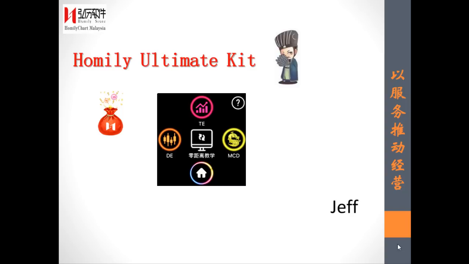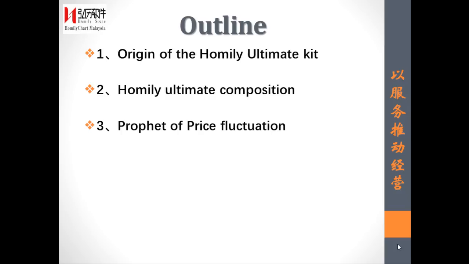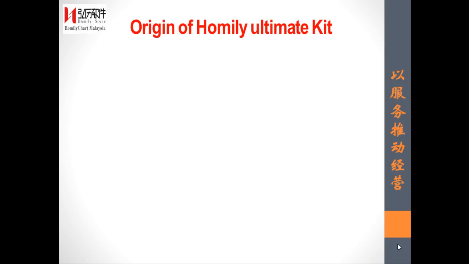My name is Jeff. Today the main content is, first, the origin of the Homely Ultimate Kit. Second, the Homely Ultimate composition. Third, profit from price fluctuation. For the Homely Ultimate, how did it form when we made it?